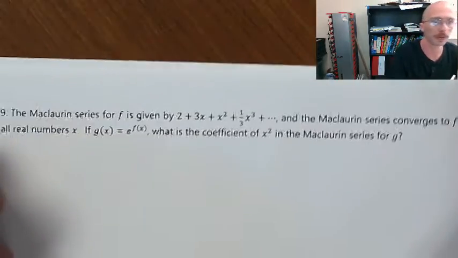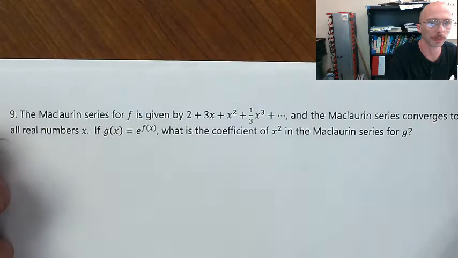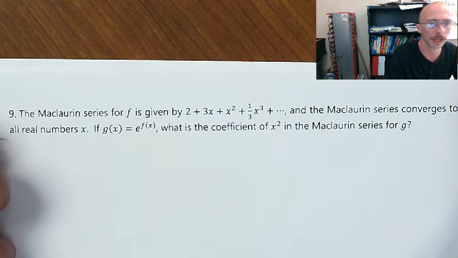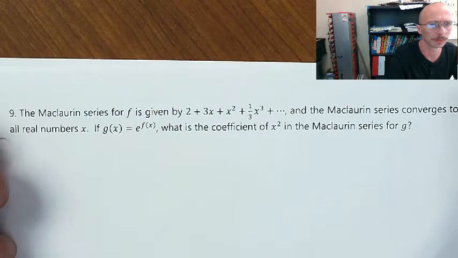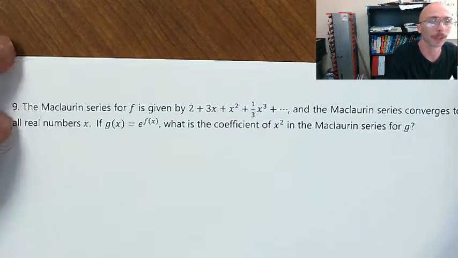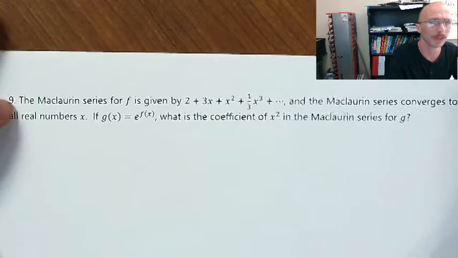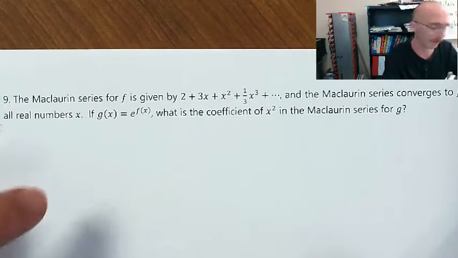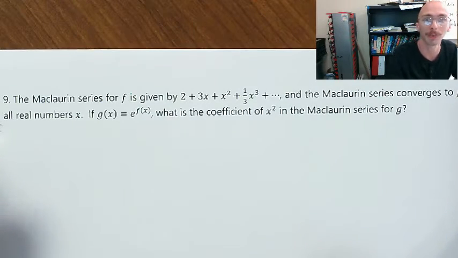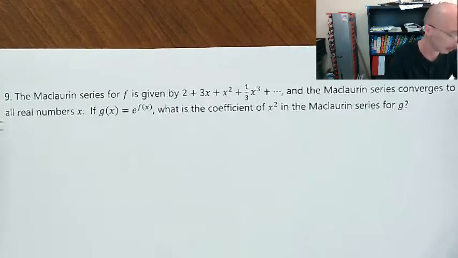The Maclaurin series for this function f is given by 2 plus 3x plus x squared plus 1/3 x to the third, and so on. Is there a pattern there? Oh, okay. This one I put on there and I meant for it to be the last one. I meant to label it as a challenging item, but here we are.